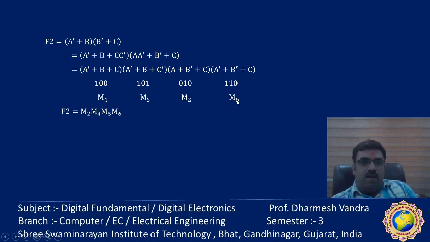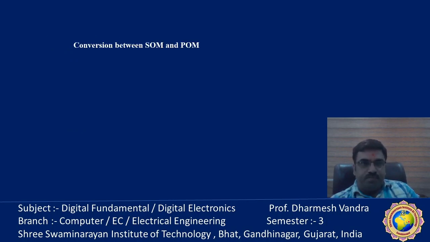Arranging in descending order, we got F2 is M2 and M4 and M5 and M6, means 4 maxterms are there. And it can also be written as F2 is pi in bracket 2, 4, 5, 6. These 4 maxterms are there.